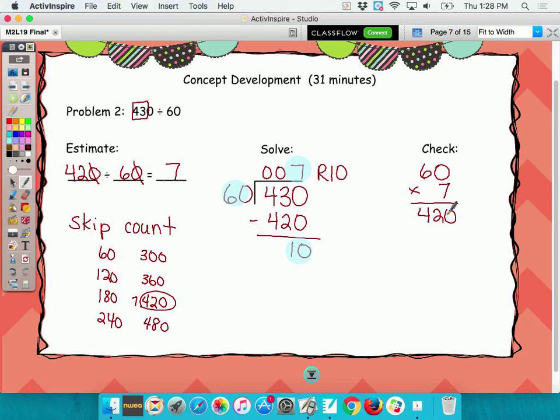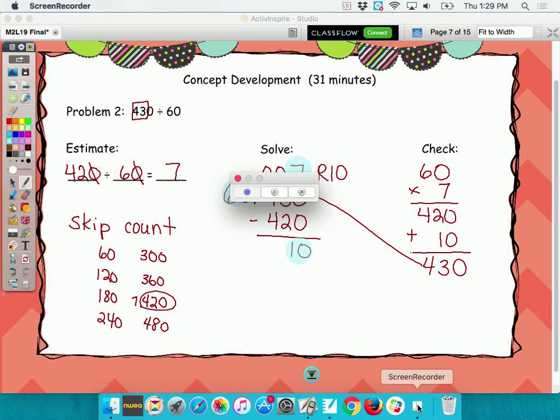And then we're going to finish this problem before you guys leave, okay? And then I'm going to add my remainder. And it should be the dividend that I end up with. Okay, you guys did great.